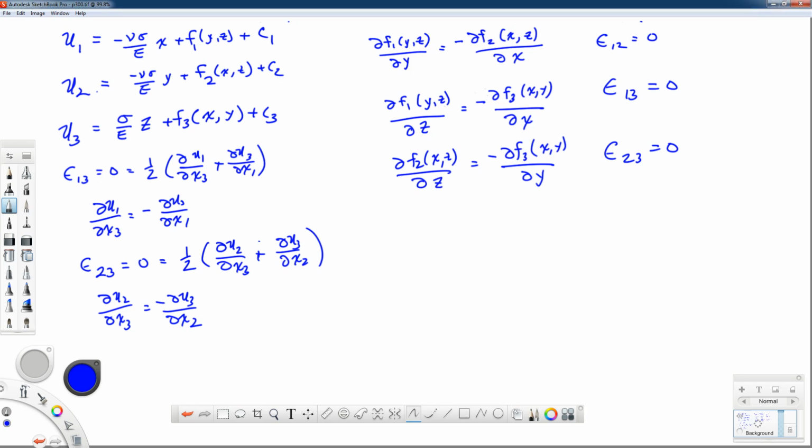Alright, so I'm going to label these equations, and I'm going to label them like my notes where I have called these A and B, and we can call that one C. Now let's take a look at equation A. Partial derivative of f1, which should be a function of y and z with respect to z, is equal to negative the partial derivative of f3, which is a function of x and y with respect to x.